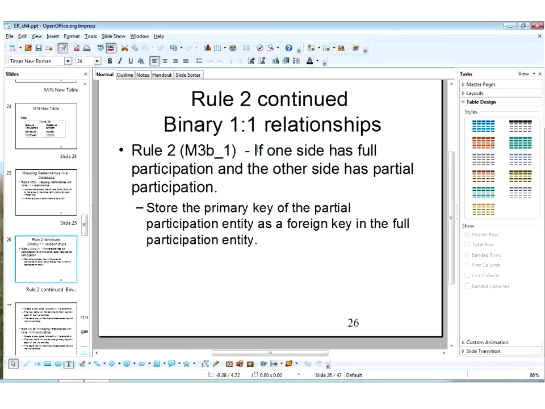So here you go. Part 1 says if one side has full and the other side has partial, you store the primary key of the partial into the full. So the table, the entity that has the full participation, that table is going to receive the primary key of the entity that has partial participation in it. And we'll see that in a sec. We'll give you an example.